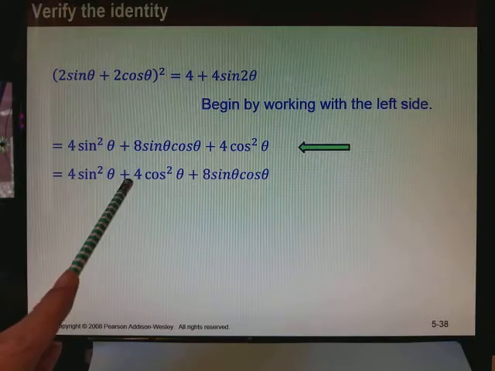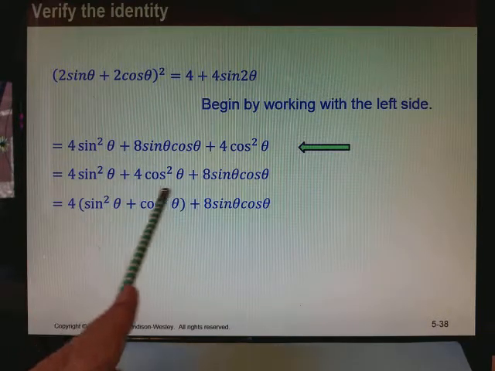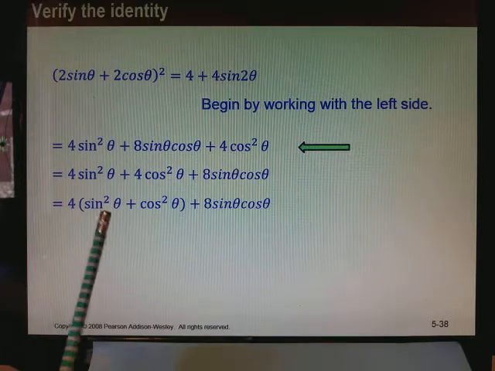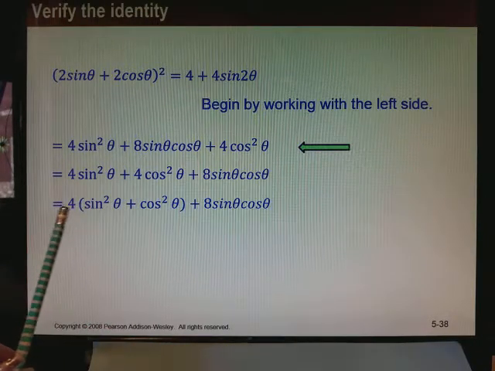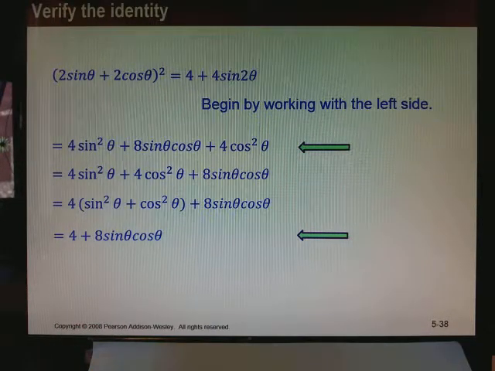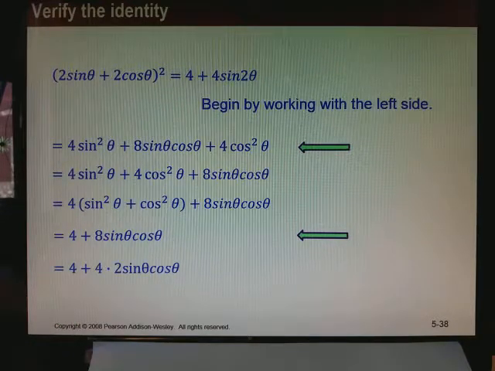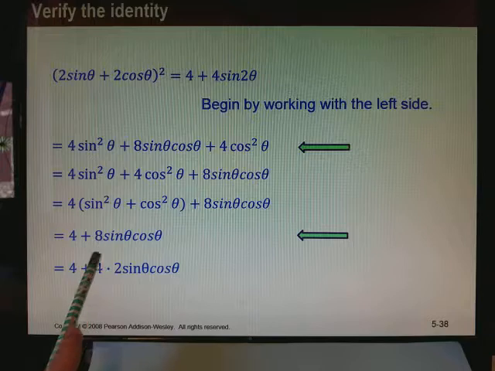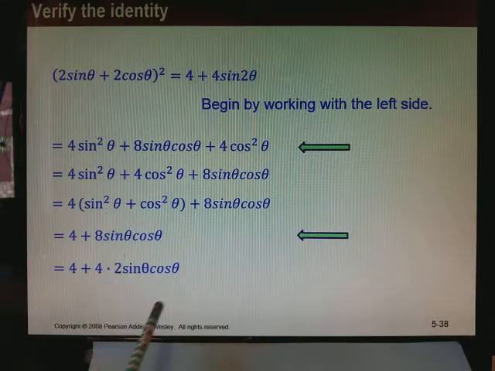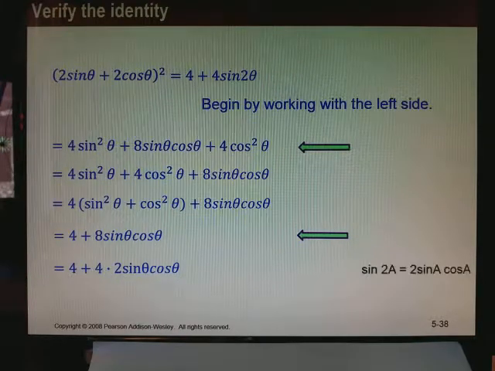And if I do so, if I factor that 4 out, I want you to notice here, that is a Pythagorean identity. After your Pythagorean identities, hopefully most of you realize that that is a 1. So 4 times 1, that would be 4 plus 8 sine theta cosine theta. Now this also looks like another identity to me as well. See, if I factor that as 4 times 2 sine theta cosine theta, that's one of your new identities today off your pink sheet. That is your double angle identity for sine of 2 theta.